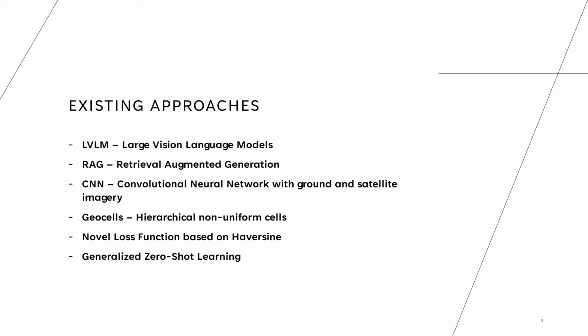But an issue lies with if you have ground and satellite imagery that aren't exactly linked together, and you're training your model on that, you're going to run into a lot of issues and it will give you false data or false predictions. So that's something you need to look out for. Another thing is satellite imagery is very, very expensive to obtain if you're buying it, and also very, very large to store. So you just require a lot of computational resources. And then the second-last approach is geocells and a novel loss function based on Haversine.